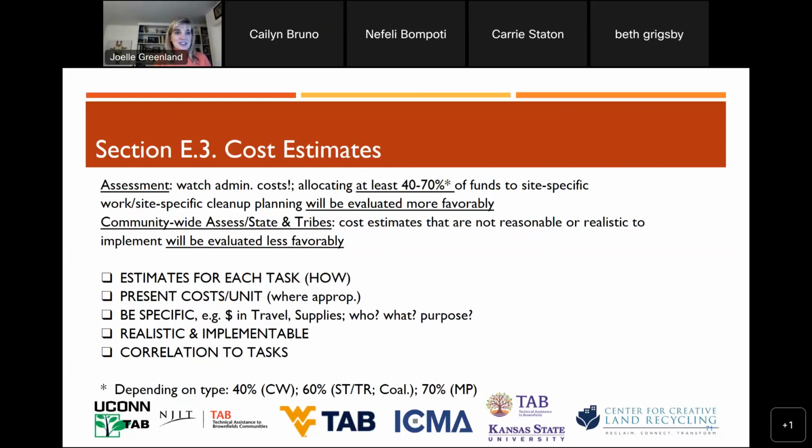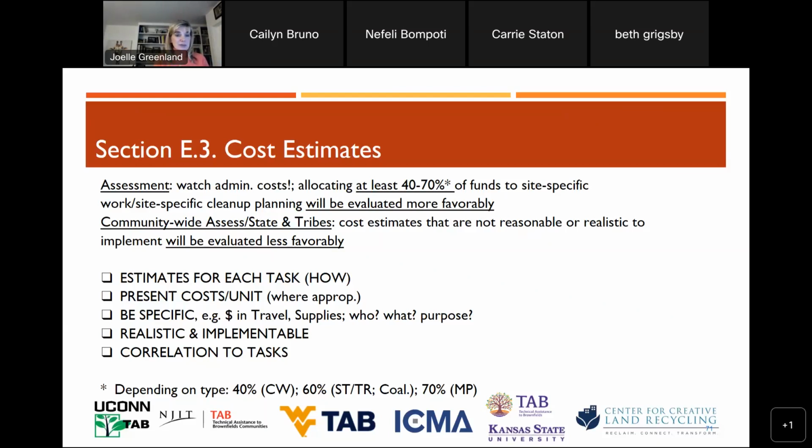You just have to justify it, right? But make sure you're not putting too much there, okay? Everything has to be justified no matter what you're asking for, okay? If they're not reasonable or realistic, that is definitely going to be a red flag and a detractor, okay?